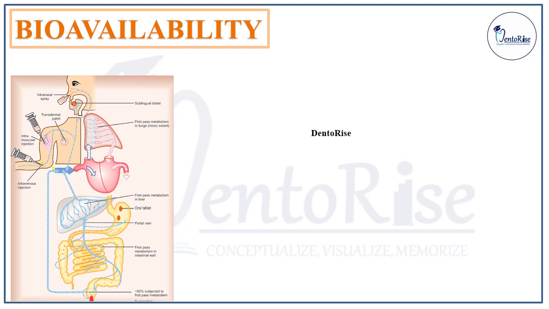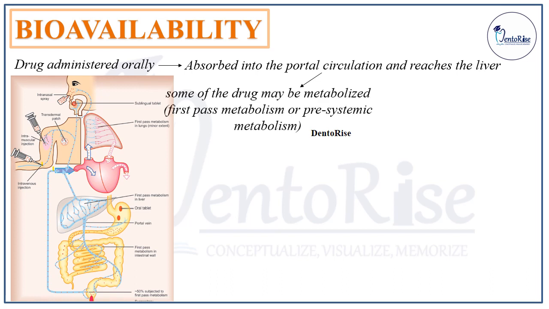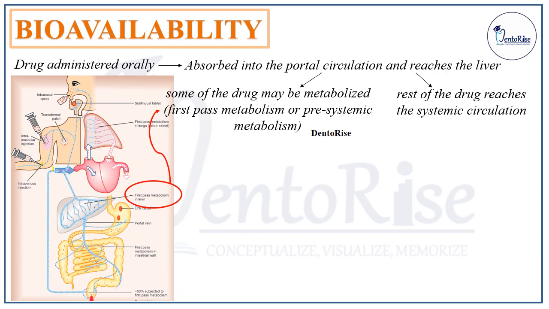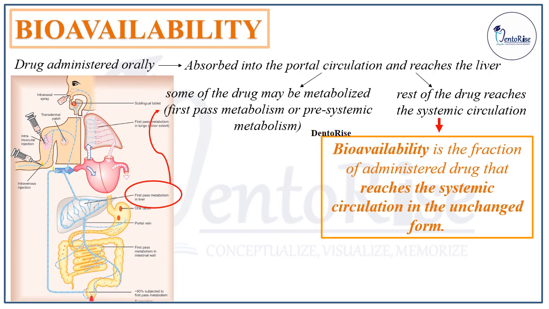Expanding this concept a little more, whenever a drug is administered orally, it has to be absorbed into the portal circulation to reach the liver. Now, after the drug reaches the liver, it has two fates. Some of the drug gets metabolized in the liver. This entire phenomenon is called first pass metabolism or pre-systemic metabolism. The second fate is that the remaining amount of drug reaches the systemic circulation. So the fraction of drug which reaches the systemic circulation in the unchanged form is called bioavailability. That means the fraction of drug which is actually available to show its effect is called bioavailability.